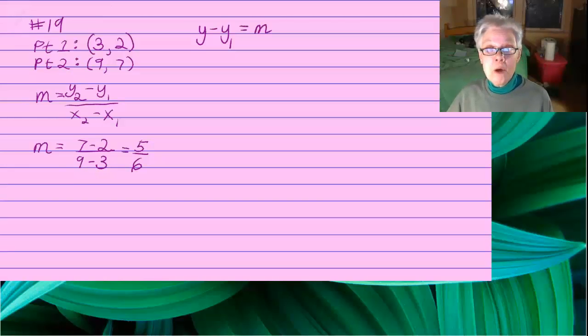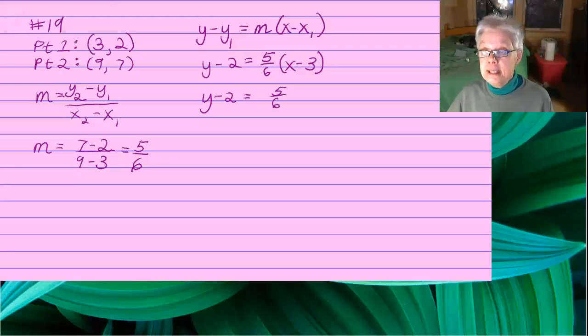After the slope is calculated, we find the equation of the line using the point-slope formula, y minus y1 equals m times x minus x1. So this will be y minus 2 equals 5/6, the slope, times x minus 3. Now you're going to notice something. This is a trick to make your life easier.